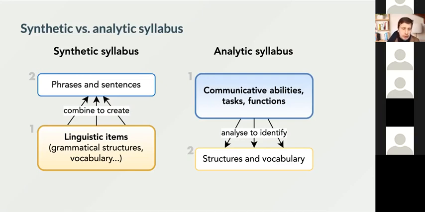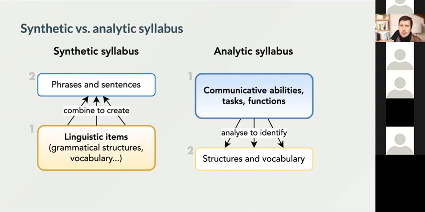Now, what do you think is the syllabus that we should use in a communicative approach? Is it a synthetic syllabus or an analytic syllabus? Analytic one. Correct. Yes. So clearly, if you want to be communicative, you need to go towards an analytic syllabus, okay?